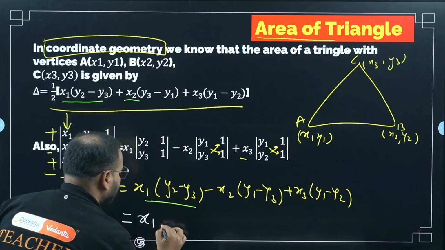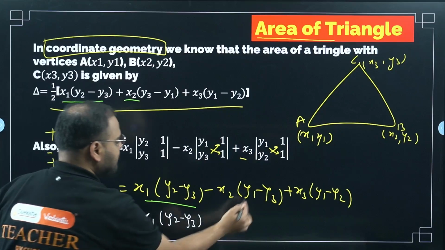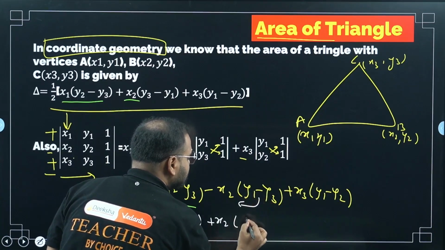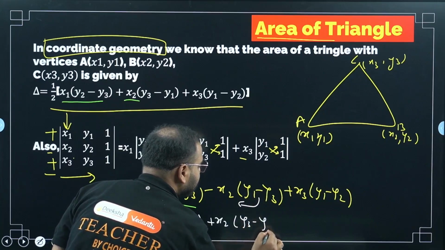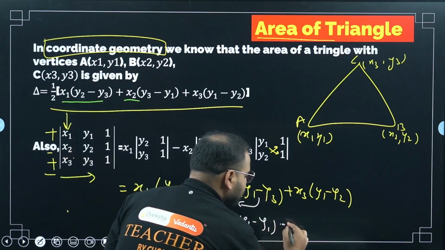x1, I'm writing this, the last two brackets same. I'm just taking this minus sign common. This becomes plus x2, and this will reverse its sign, so it will become y3 minus y1. So it was y1 minus y3, I'm taking minus common, it becomes y3 minus y1. This will be written as it is.